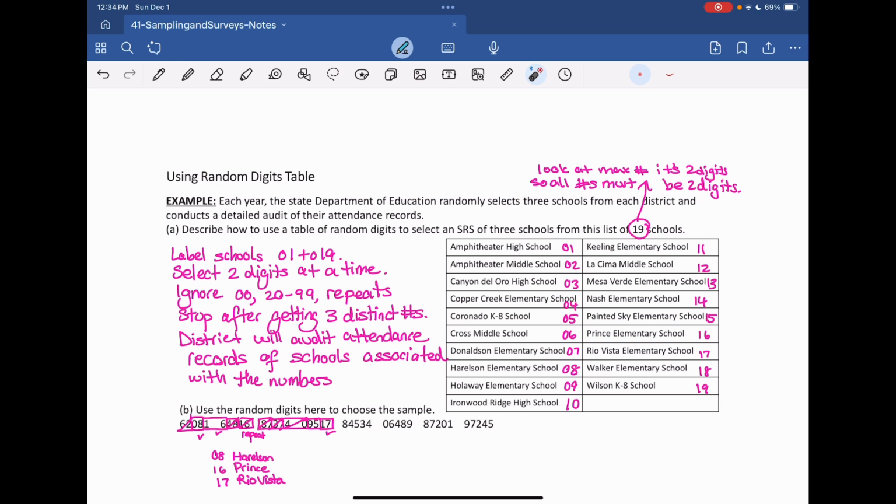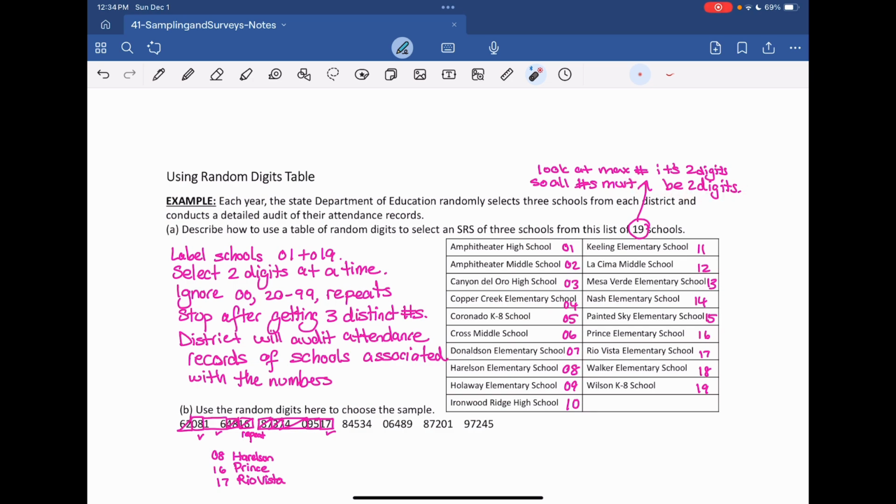This is because you're going to look at your maximum number of whatever items, individuals you have. In this case, they are schools. So the individuals here in this study is 19. And you look at this and you look at its 2 digits. Therefore, all the numbers must be 2 digits.